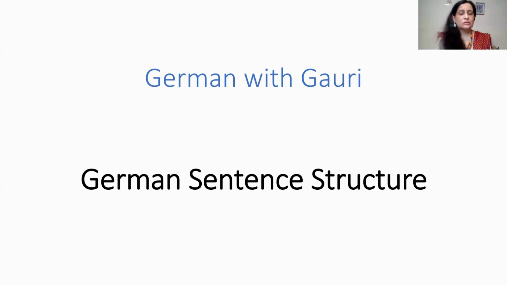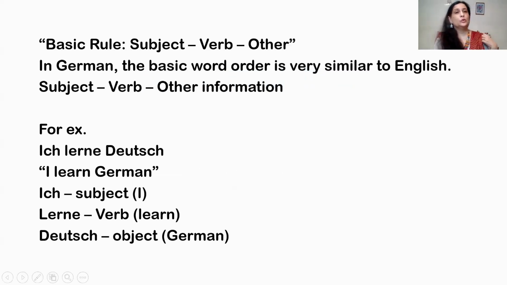Now, first we'll see the basic rule of these German sentences. That is, in a sentence, the subject will come first, then the verb, and then other information. Right? In German, the basic word order is very similar to English, the same as subject, then verb, then other information. Now, we'll see with examples. We'll take one sentence at a time, then you will get to know better.